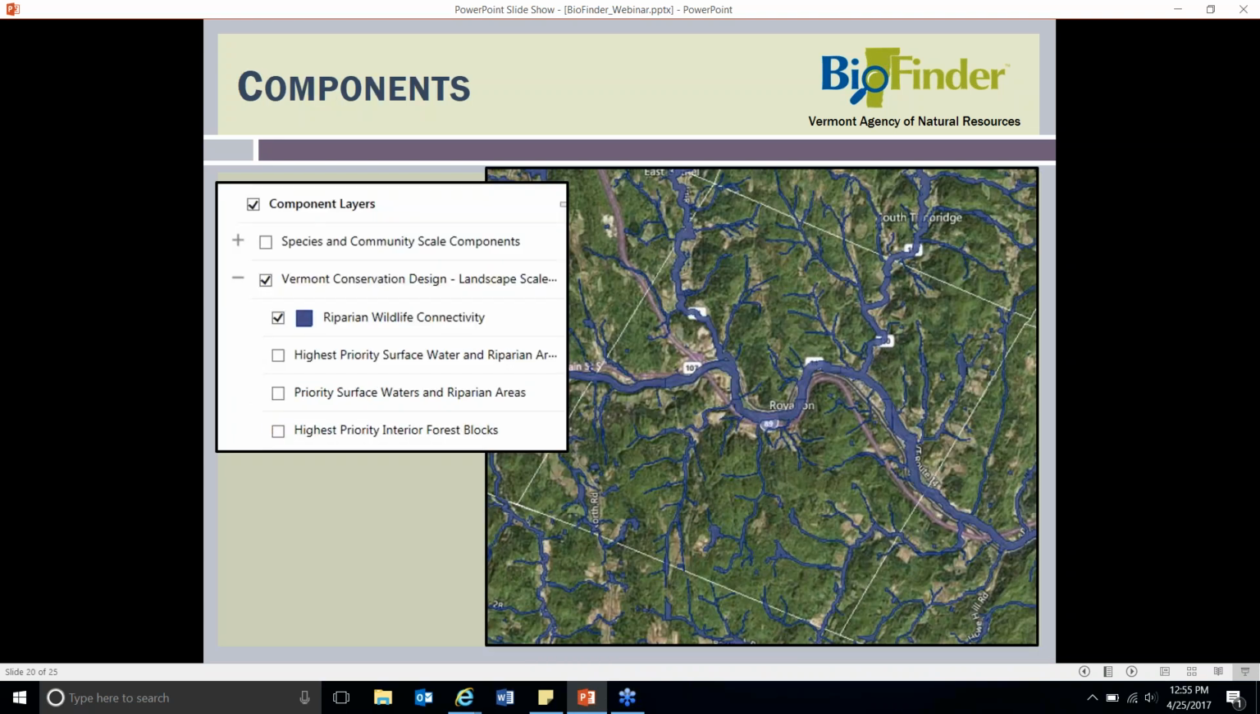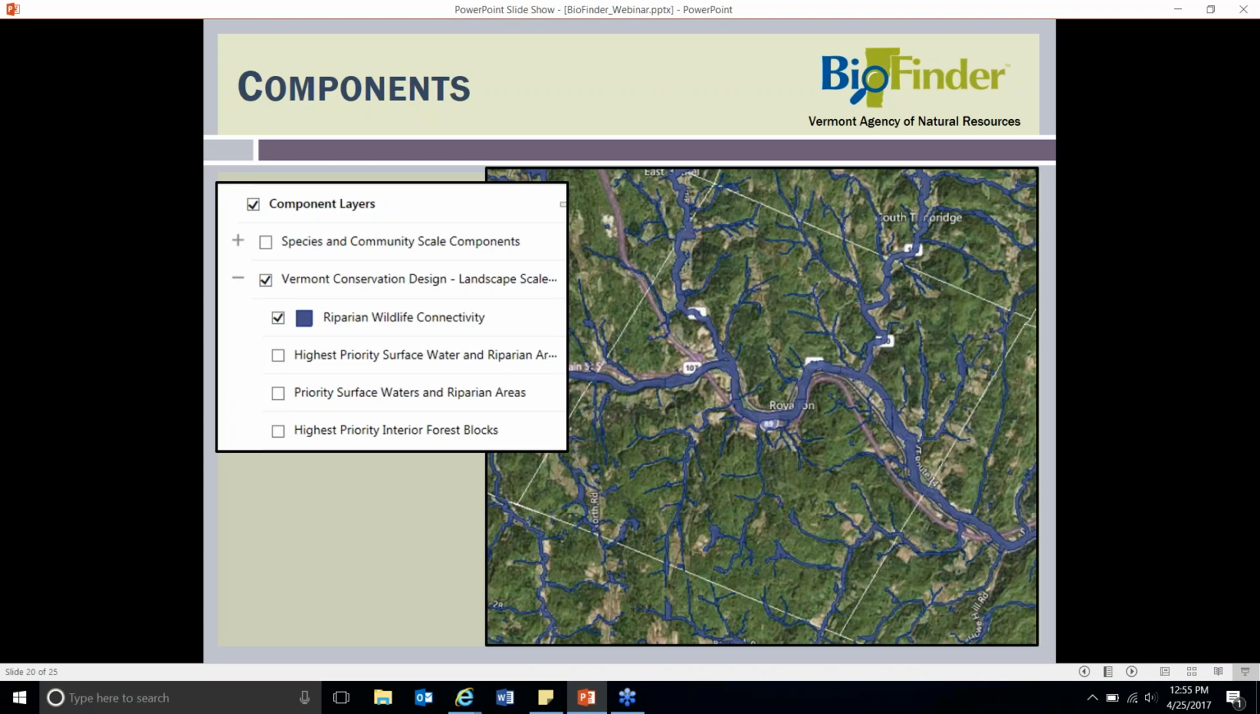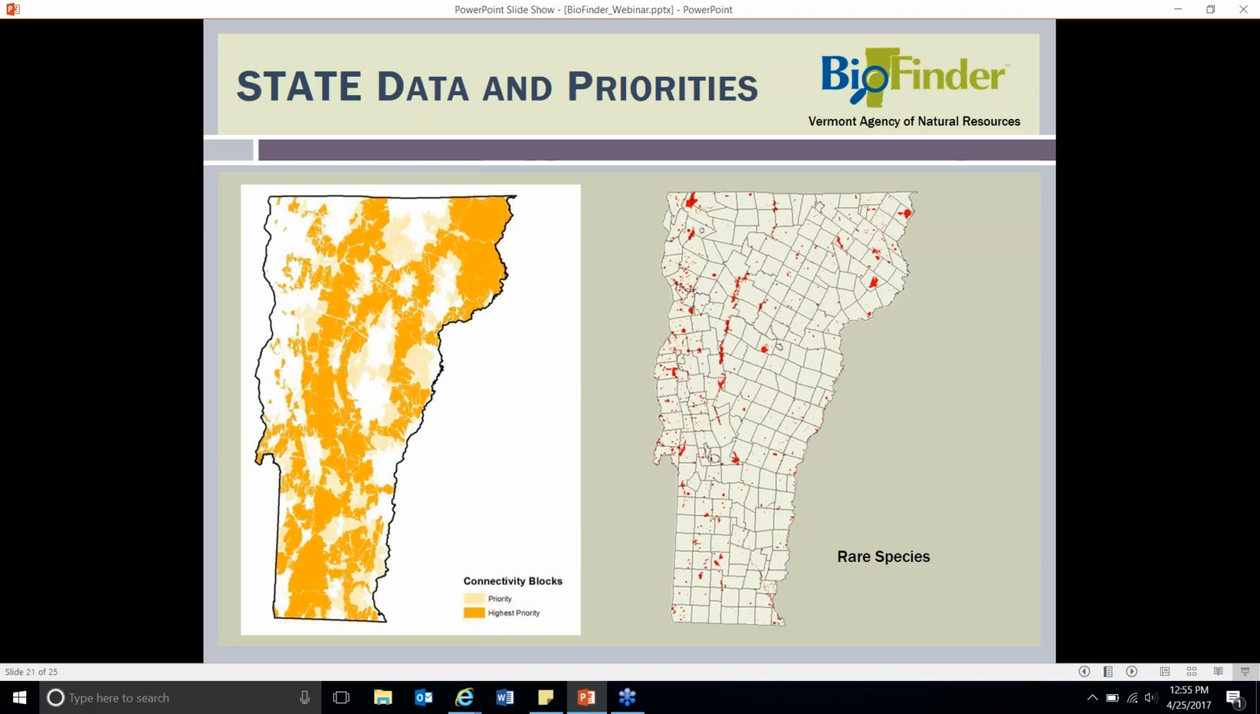In BioFinder, you can look just at those priority layers, or you can separate them apart and see each of those components individually. One last thing before we go to the website itself: when you're looking at the data that's provided in BioFinder, I'd just like to remind everybody that this is a resource created at the state level. And so what you'll see there is state data and state priorities.